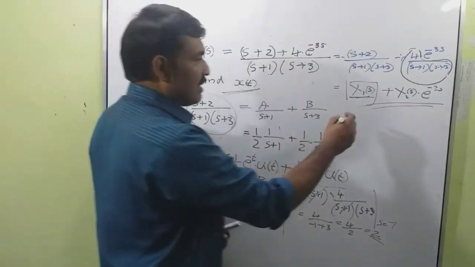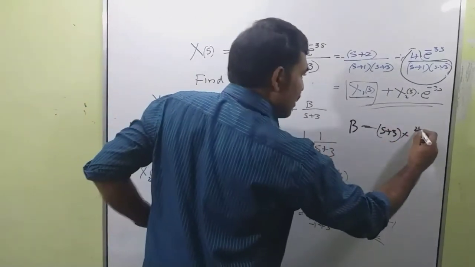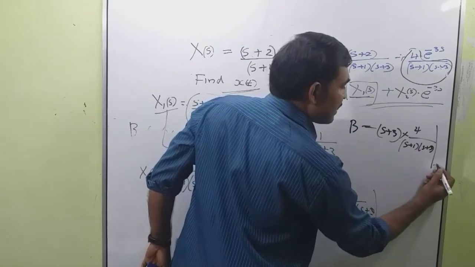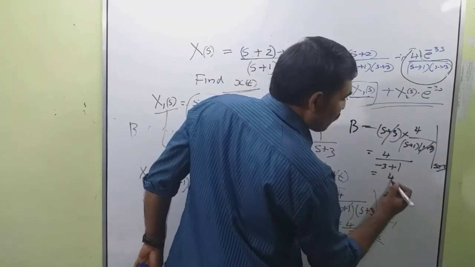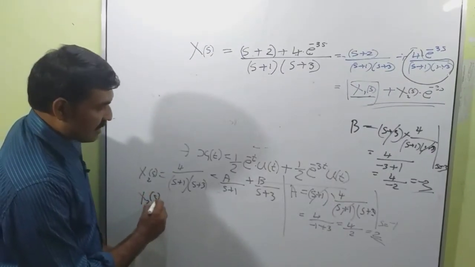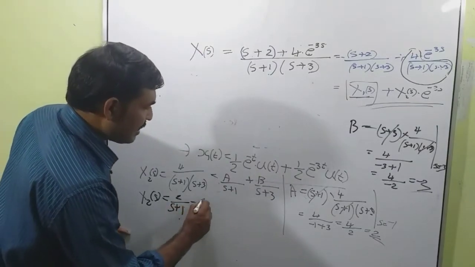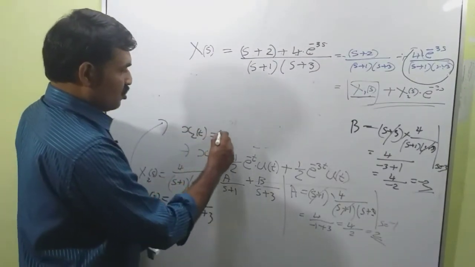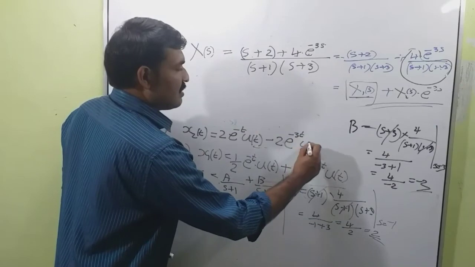Now B is evaluated as (s plus 3) times 4 divided by (s plus 1)(s plus 3), evaluated at s is equal to minus 3. This is cancelled, so this becomes 4 divided by (minus 3 plus 1), that is 4 divided by minus 2, which is equal to minus 2. So we can write X2(s) is equal to 2 by (s plus 1) minus 2 divided by (s plus 3). Now take the inverse Laplace transform. We get x2(t) is equal to 2 into e raised to minus t u(t) minus 2 into e raised to minus 3t u(t).